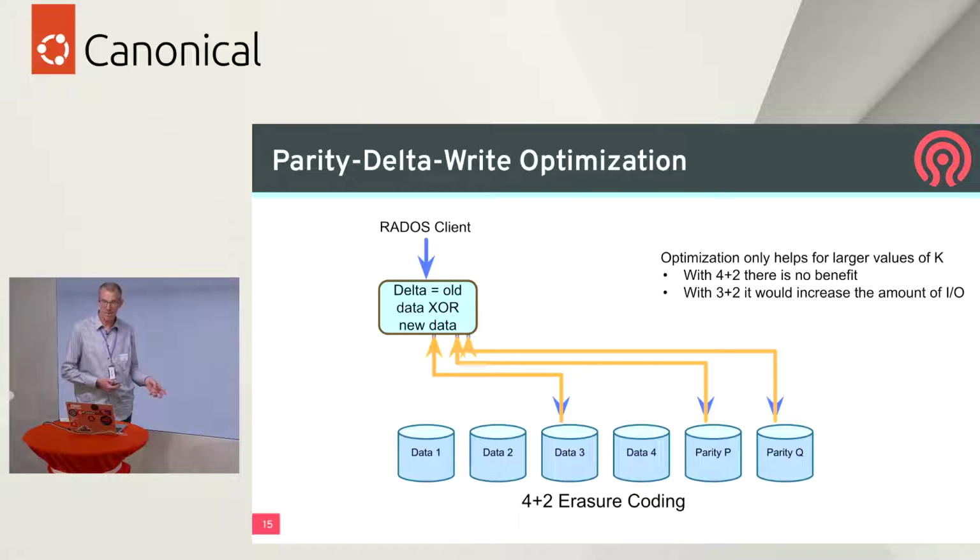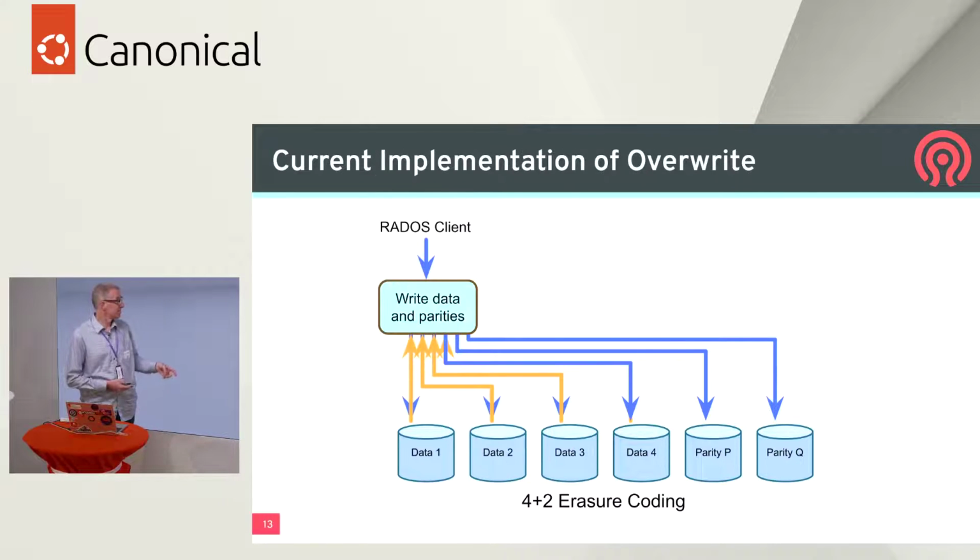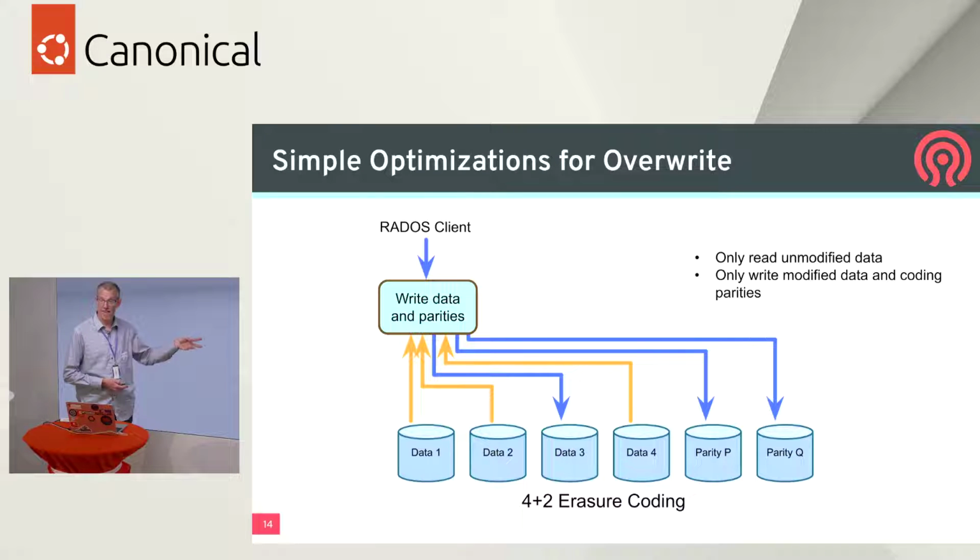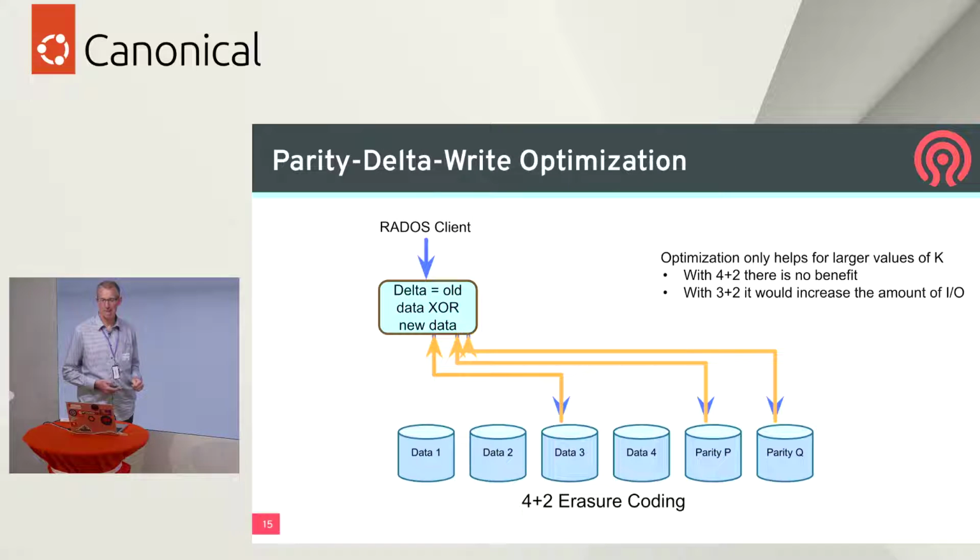If I went to a 3 plus 2, then the simple overwrite would actually be better. So, we need to be a bit smart about a parity delta write optimization, and we can actually calculate up front how many IOs it is going to involve. Is it better to try this technique, or is it better to just use the simple overwrite optimizations? And so a simple calculation lets us choose what to do here.